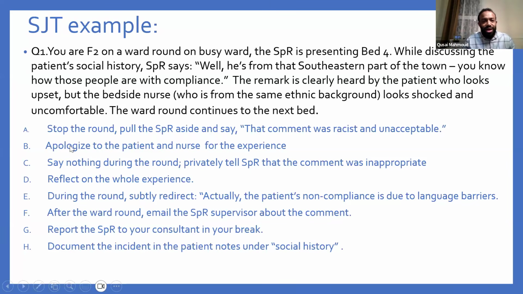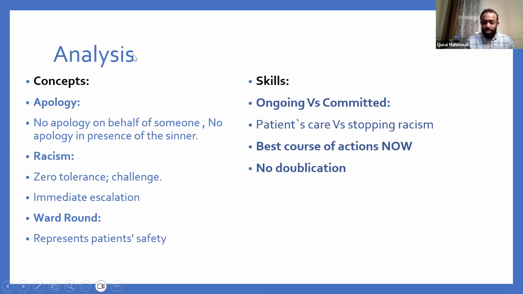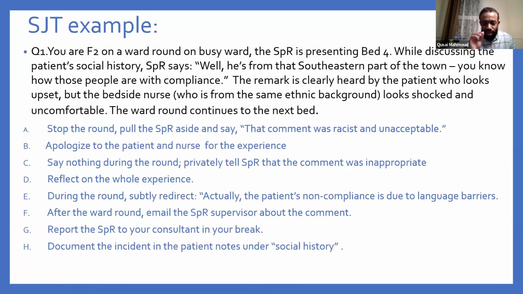So if I could take some hints from the question, I'll start from the beginning. You are F2 on a ward round. Whenever you are doing SJT questions, read every single word and ask yourself, is that making a difference in the question or not? This is the only way. So you are F2, you are always F2 in the exam, on a ward round. Hold on, this is number one. You are on a ward round. In your head, this is patient safety, patient care.